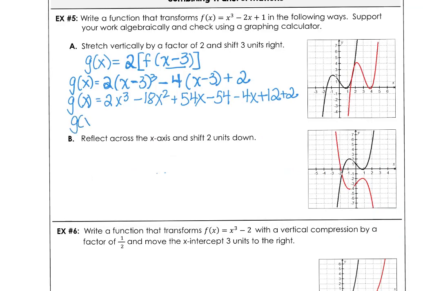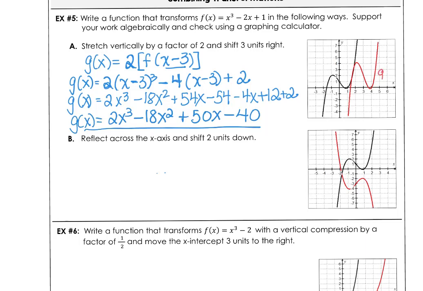Combining all of those terms, I believe we're going to end up with 2x cubed minus 18x squared plus 50x, and then minus 40. And that would be our red picture over here. So this is g of x, and the black graph is our original f of x. And I've shown my work and supported that work algebraically.